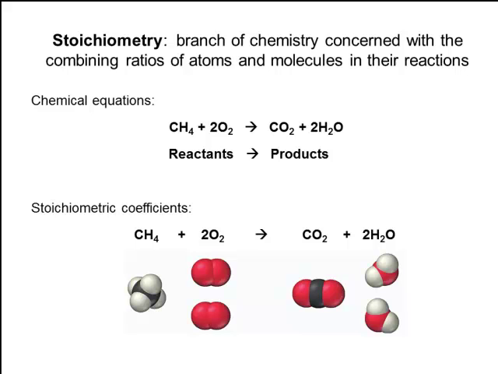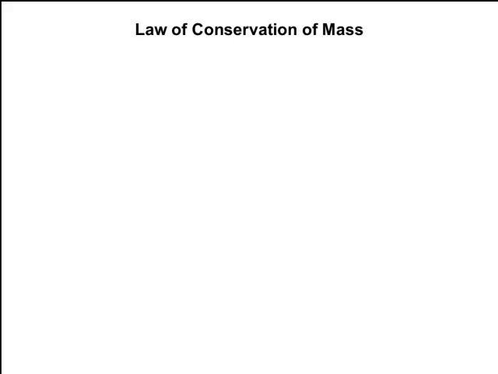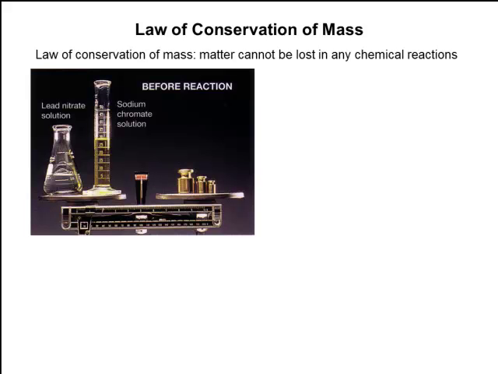Now these chemical reactions and equations are going to revolve around this idea called the law of conservation of mass. The law of conservation of mass states that matter cannot be lost in any chemical reaction. Okay, matter can't be created nor destroyed. It's probably a form of it that you've heard before. All right, what does this mean?